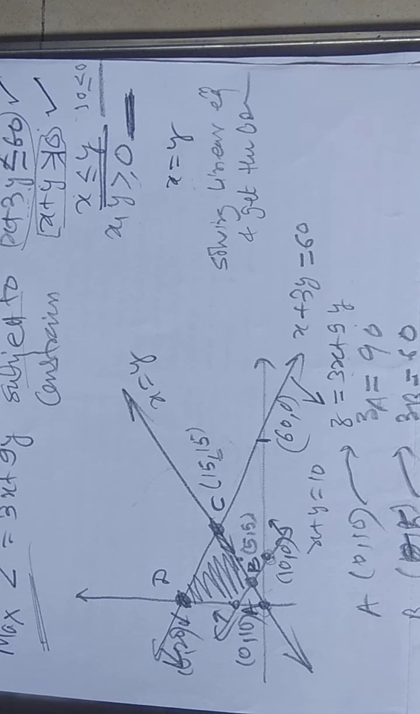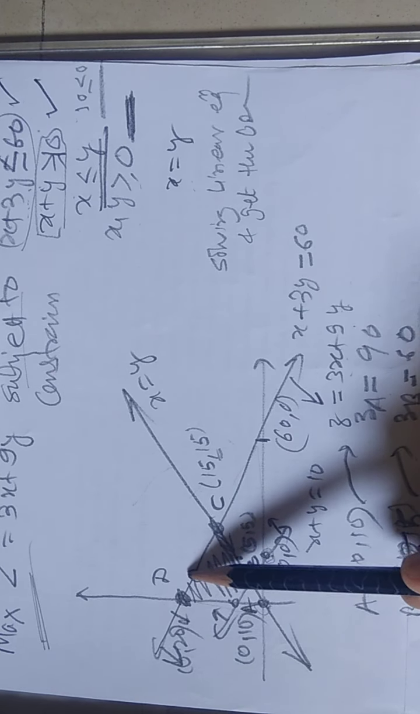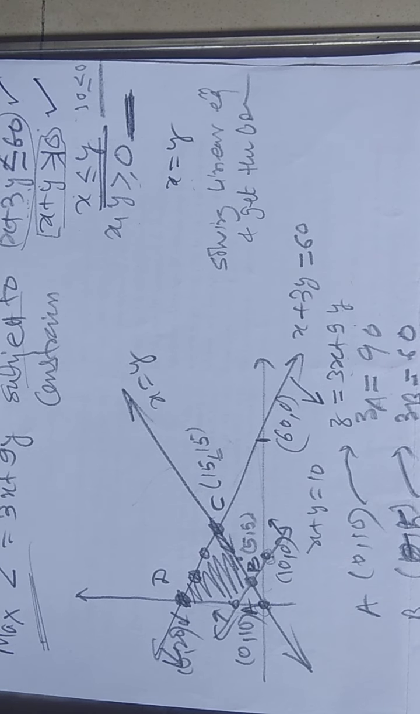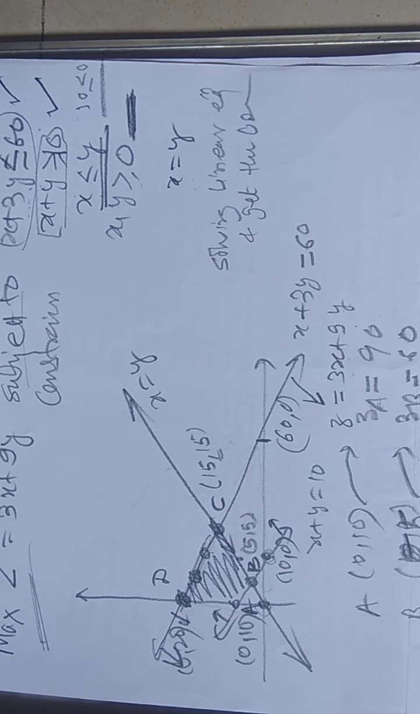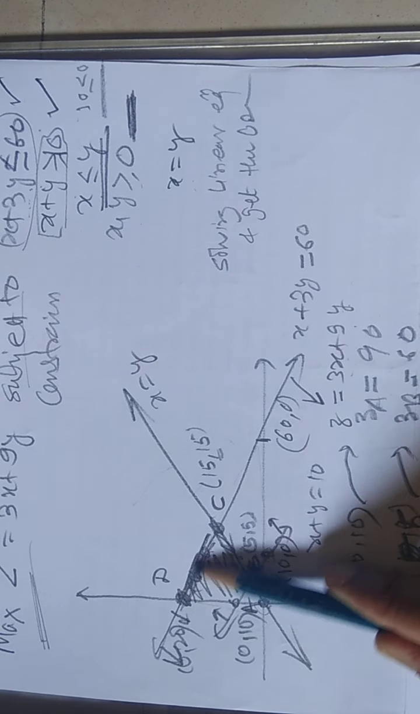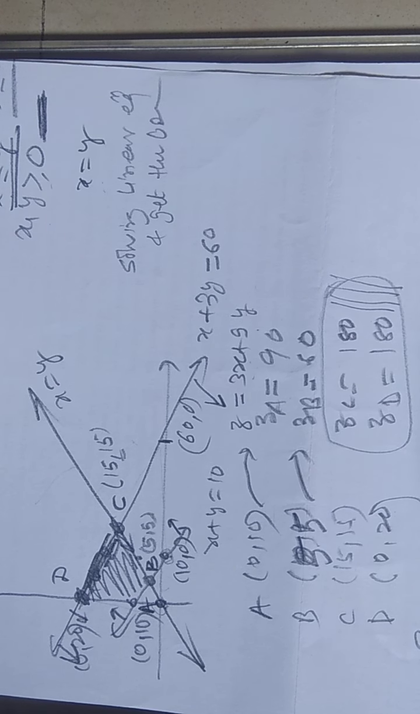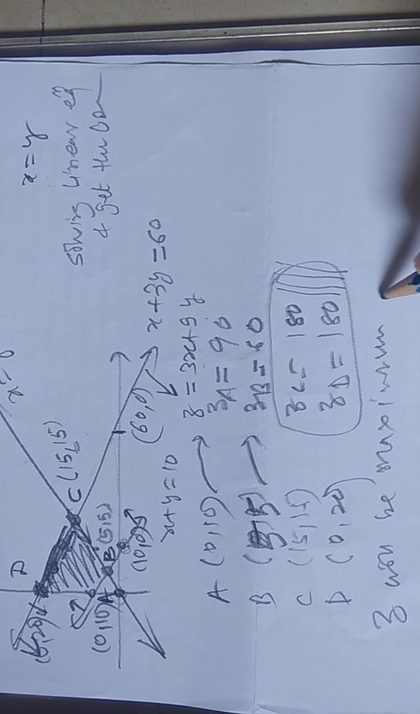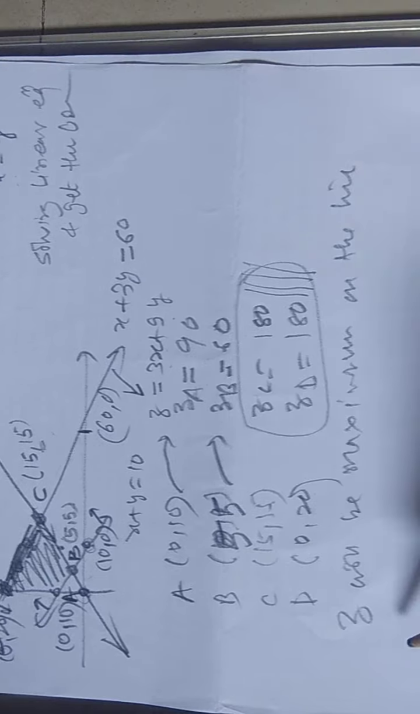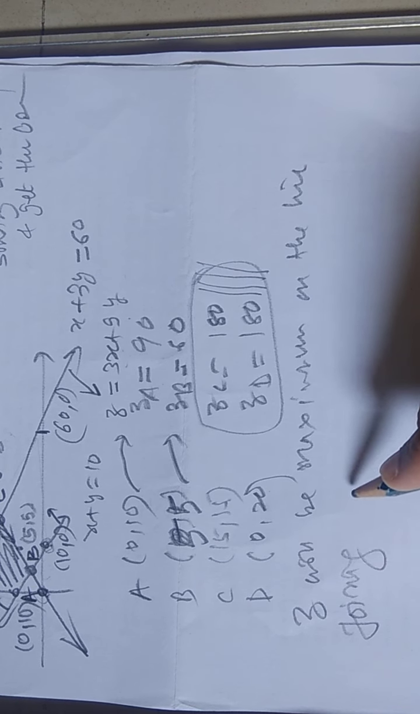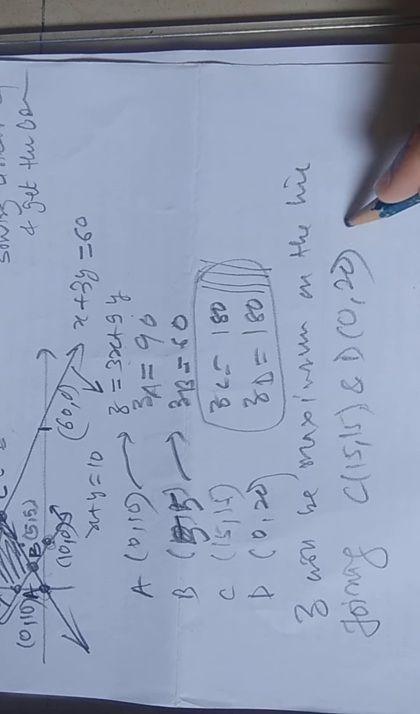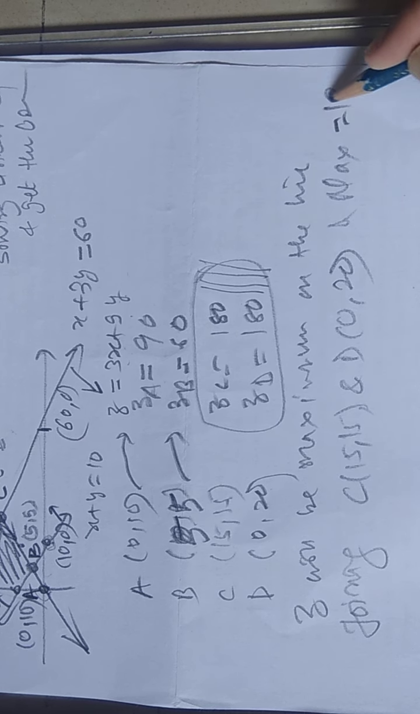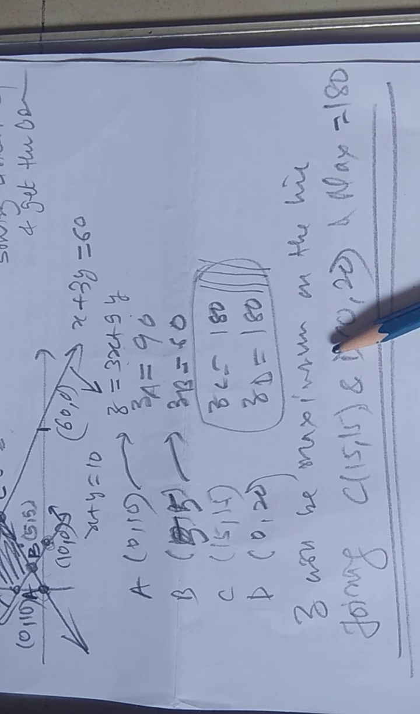What is that answer? 180. So that means if you select any point on the line, your answer will always be 180. So there are infinite answers for such a question. So how to answer such types of questions? You can conclude that Z will be maximum on the line joining C 15, 15 and D 0, 20, and the maximum value is equal to 180. So sometimes this kind of situation may happen.